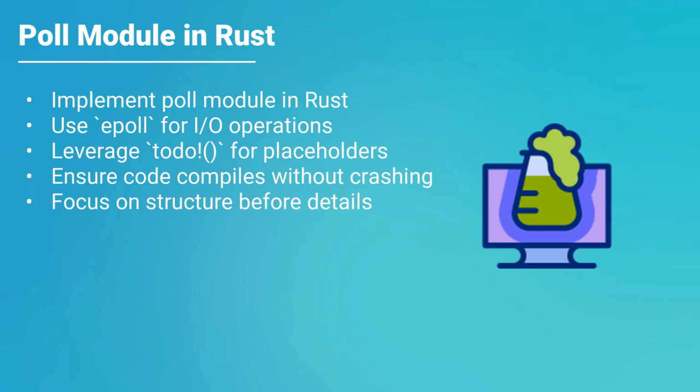to compile without crashing. To start off, when we implement functions in our Rust code and aren't ready to fill in the details, we often use the todo! macro. Placing todo! in a function allows the code to compile, but if this function ever gets called during execution, it will panic and terminate the program. Think of it like putting a work-in-progress sign on your function. It's a helpful way to make sure our structure is sound without getting bogged down in the specifics before we're ready. Now let's take a look at the structure we've defined for our poll module.